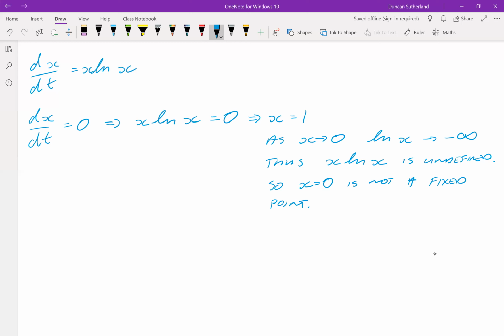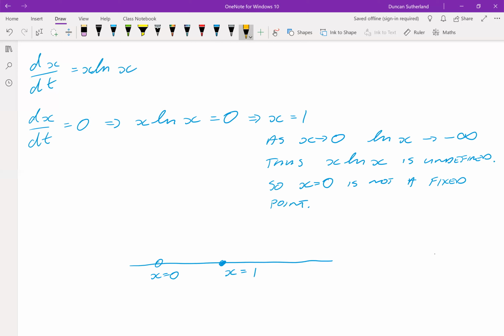x = 1, however, that's where log 1 is 0. That's all good. That's 0. So we can draw in our phase line, and we can draw in the point x = 1. Now we've got to sketch and figure out which side of this has positive derivative and which side has negative derivative. So I'm just going to draw in the x = 0 with a circle.